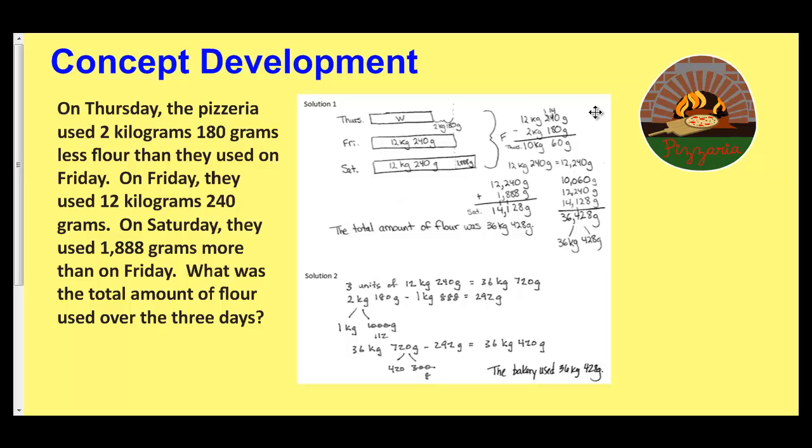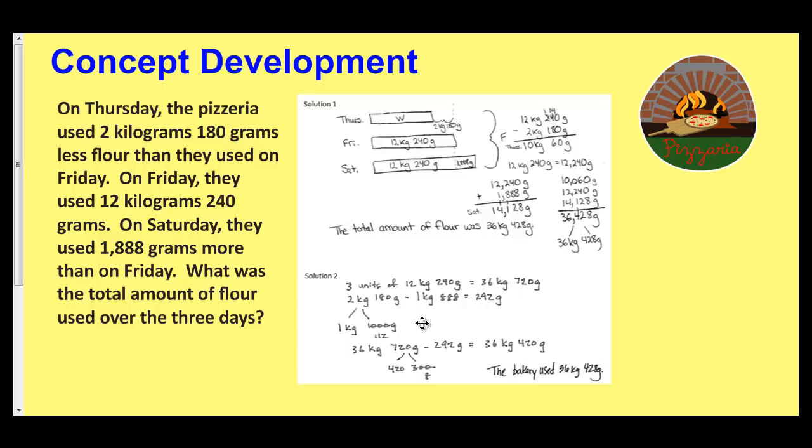So the first thing that I did was I subtracted the amount that they used less on Thursday from how much flour they used on Friday, so I could figure out how much they used on Thursday. So on Thursday, they used 10 kilograms and 60 grams. Now I've got to figure out how much they used on Saturday. So I added these two numbers together, and that got me 14,128 grams. Now I have how much flour they used each day individually. So now all I have to do is go back and add them all together, and that's what I did here. And that gave me 36 kilograms, 428 grams.